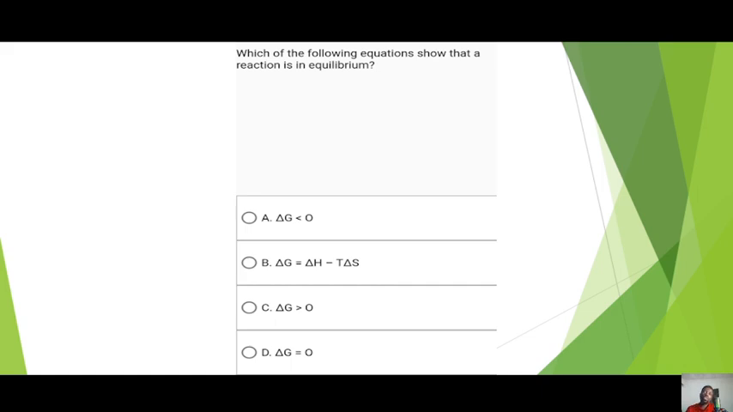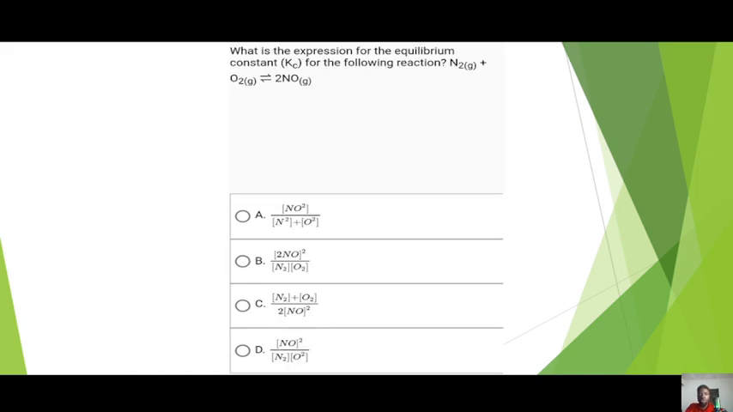Then we go to the next question. Which of the following equations shows that a reaction is in equilibrium? Obviously, it is D, because we said that once your Gibbs free energy is equal to 0, the system is said to be in equilibrium. The final question for this particular section of the study is this: what is the expression for the equilibrium constant Kc for the following reaction?